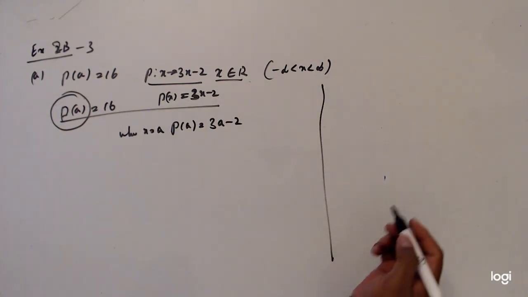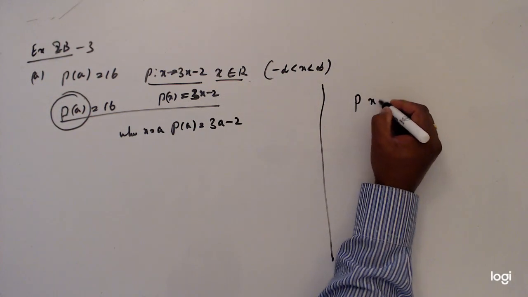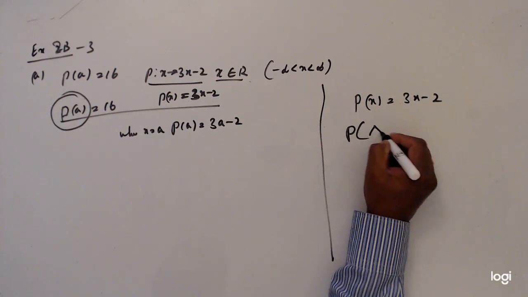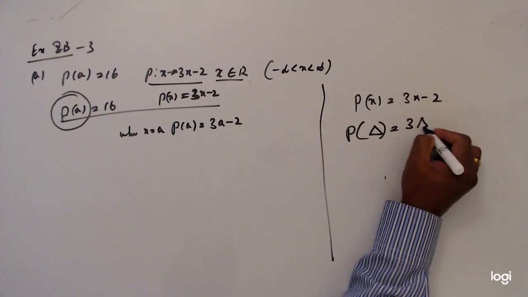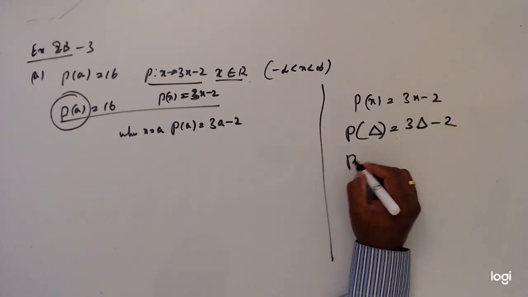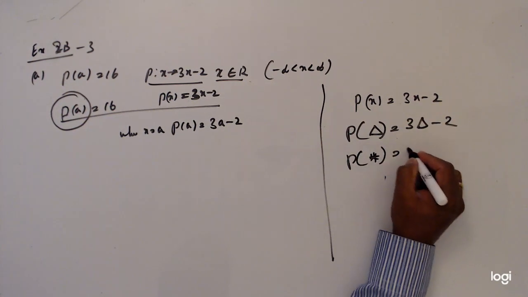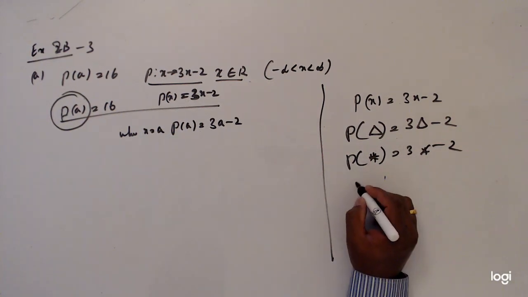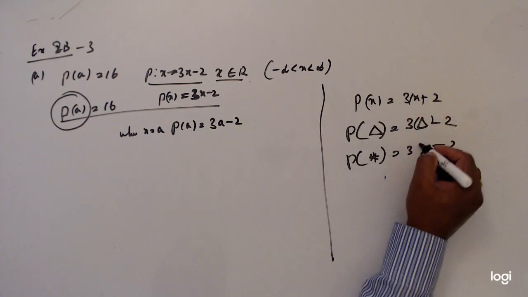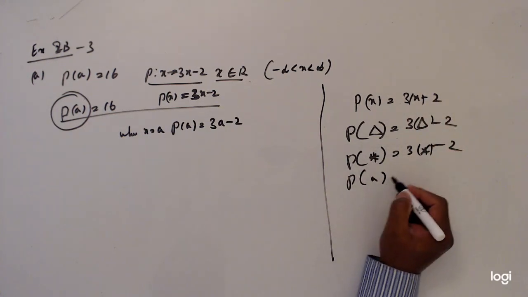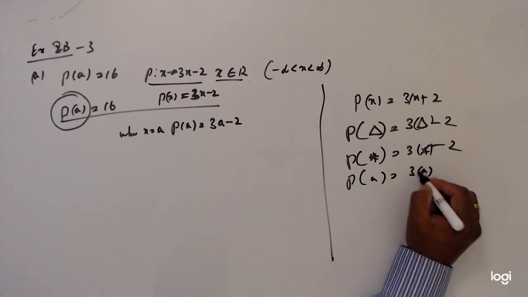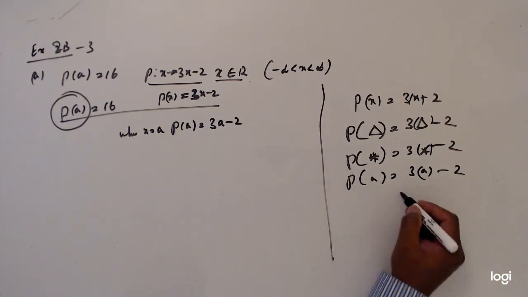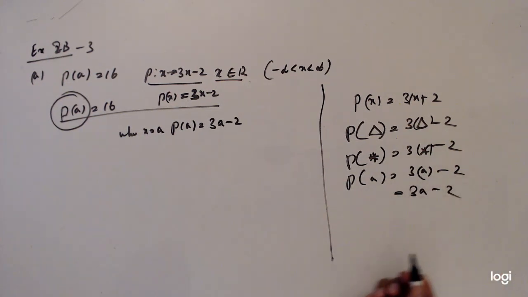If you feel like it's confusing, let's say p(x) equals 3x minus 2. If we put a triangle, then this is going to be 3 triangle minus 2. If we put a star, then this is 3 star minus 2. Likewise, this is p(a), then this is 3a minus 2, or 3 times a, 3a minus 2.